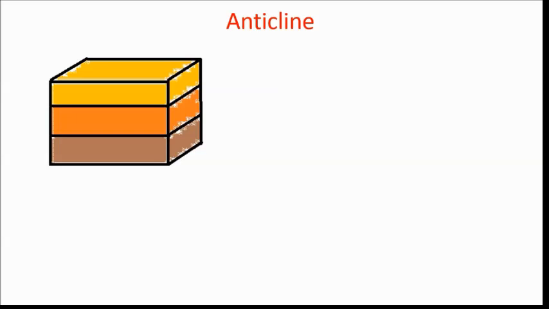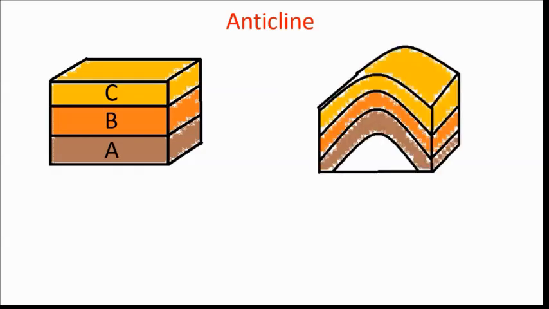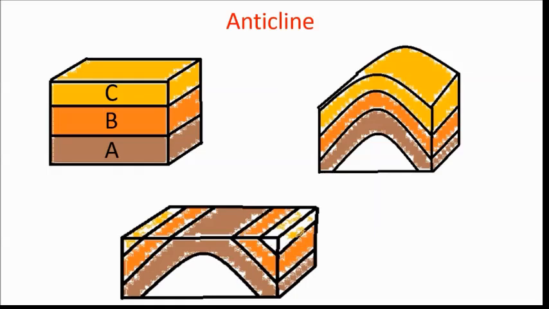An anticline is the opposite. There's again the oldest beds and the youngest beds at C. We're going to fold it up and then we're going to wear it down. But this time you can see it's the reverse from the syncline. The oldest beds are at the core, at the centre of the anticline, and the younger beds are towards the edges.